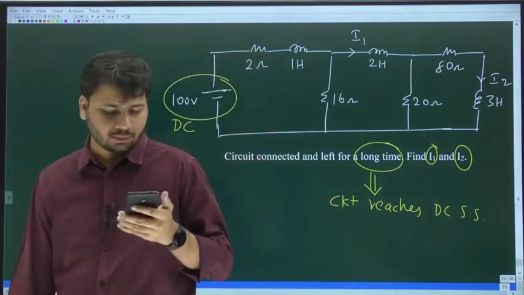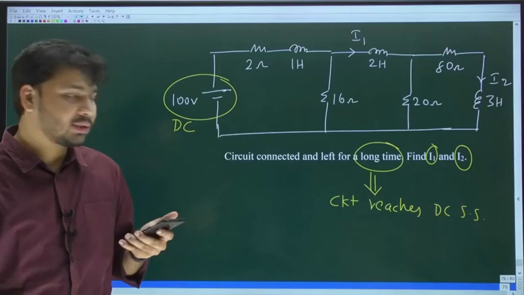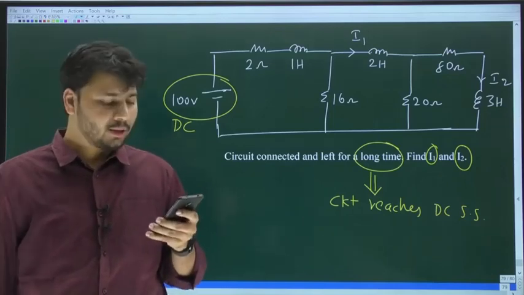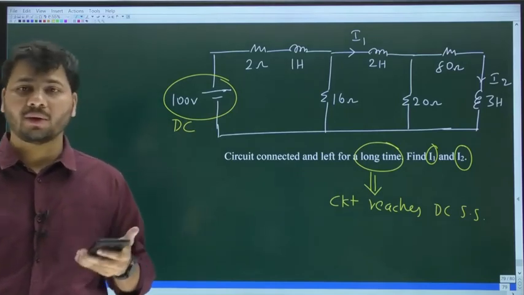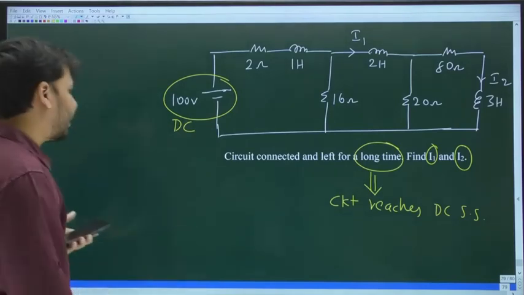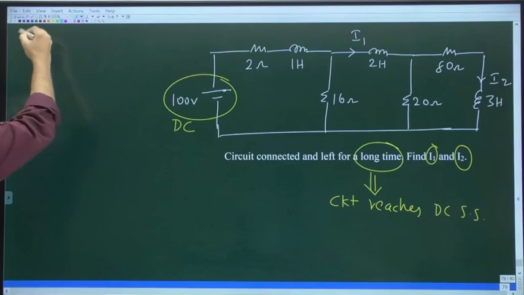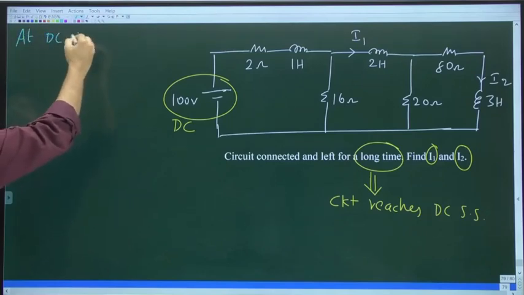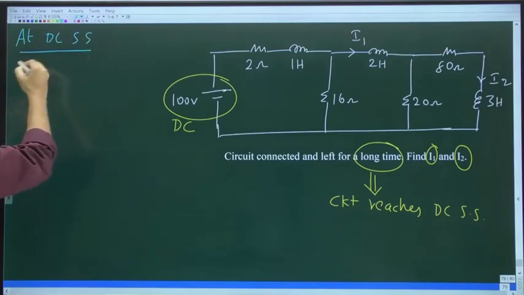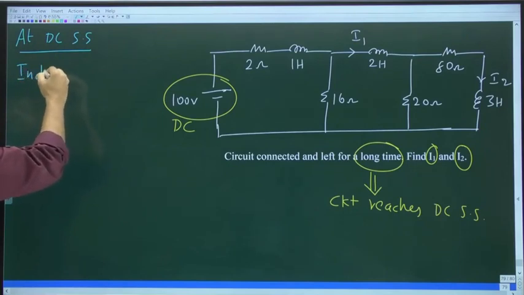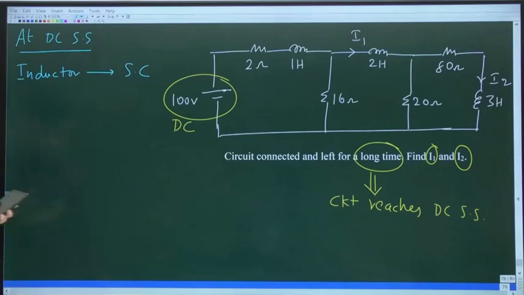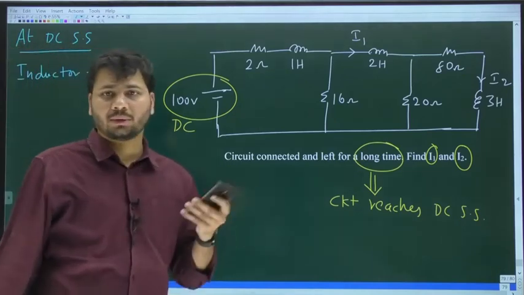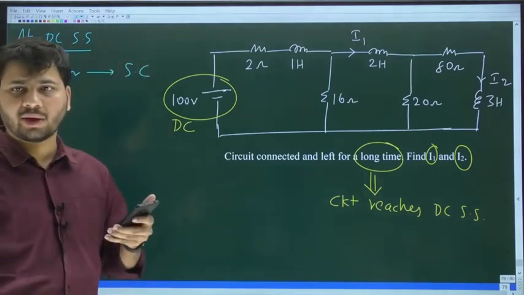The only thing that you must use in this question is the fact that at DC steady state, all inductors will behave like short circuits, okay? So at DC steady state, an inductor behaves like a short circuit. So this problem is entirely based on this fact.